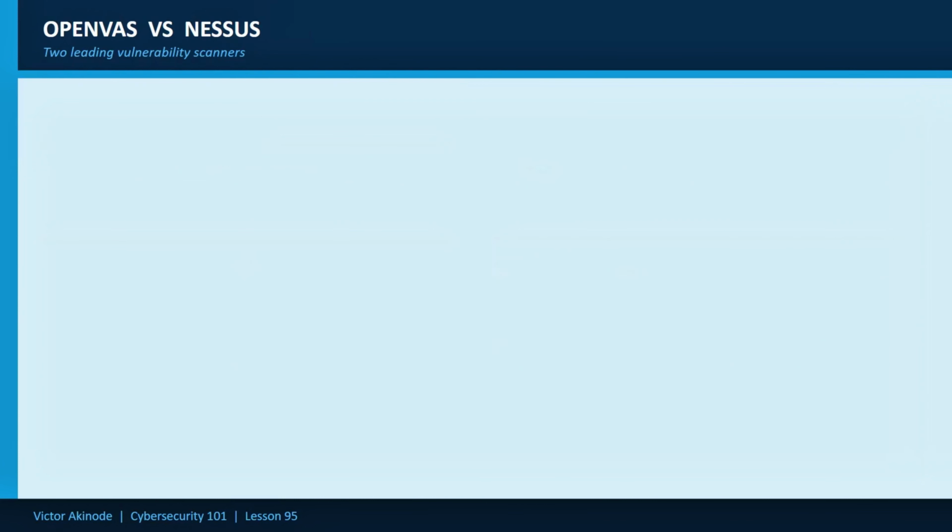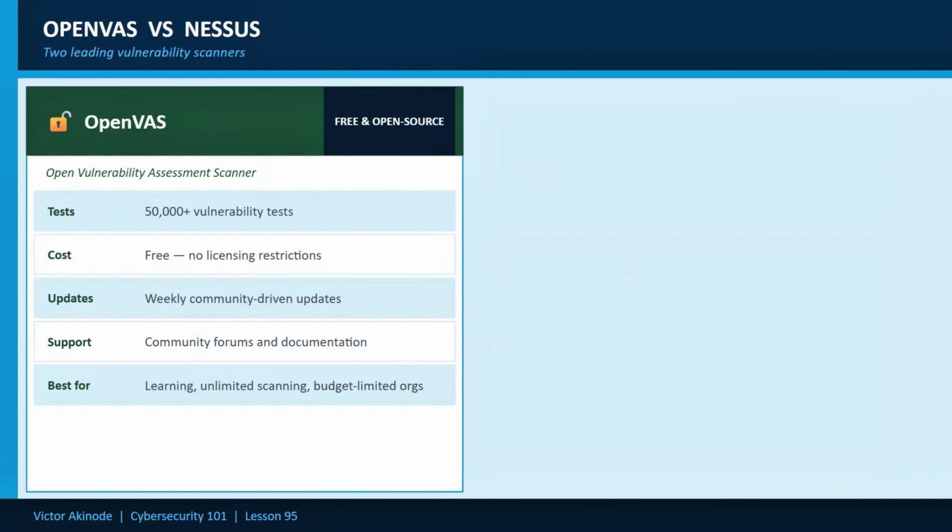In the vulnerability scanning world, two tools dominate, which are OpenVAS and Nessus. So let's compare them. OpenVAS is free and open source. It contains over 50,000 vulnerability tests covering a massive range of security issues. There are no licensing restrictions, so you can scan unlimited systems. It has community-driven development, meaning security researchers worldwide contribute to it.